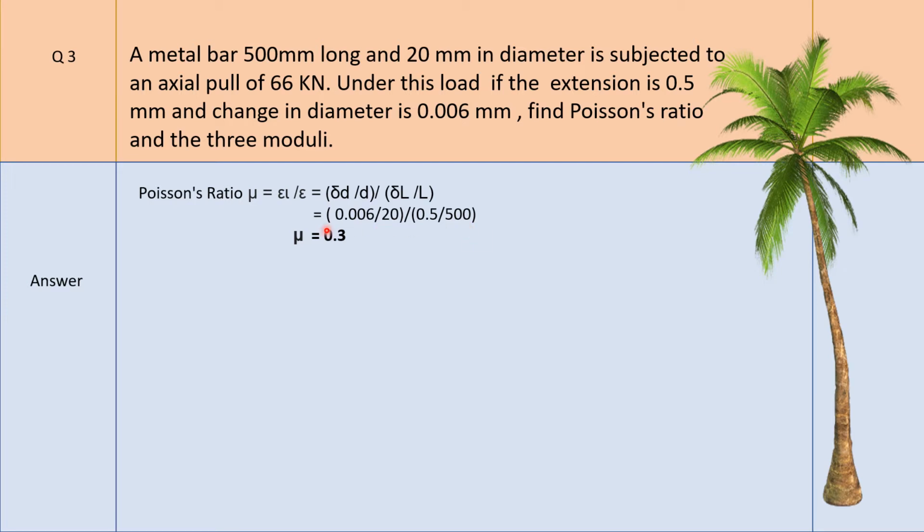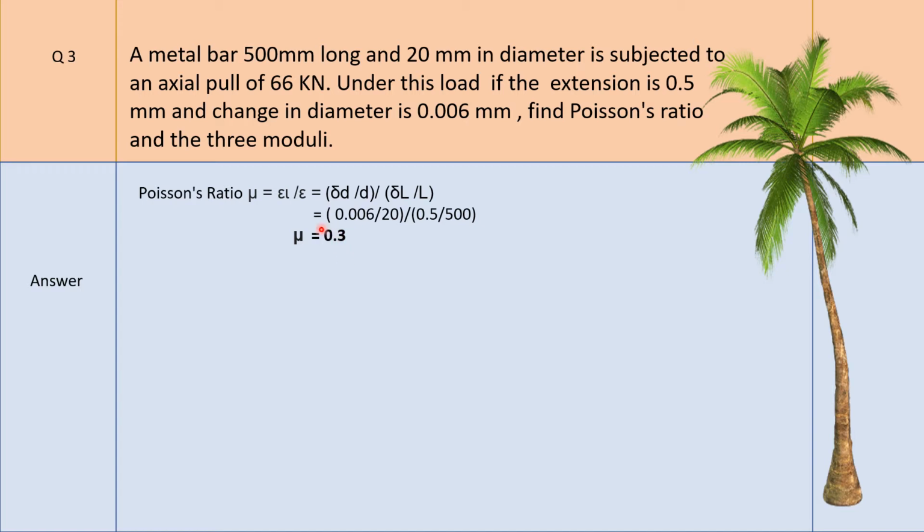Start doing the calculations from here. Always while watching these videos, keep your calculators with you so that you become used to using the calculator. Suddenly in the exam you will not be able to use the calculators, and sometimes because you don't use the calculators properly, your answers go wrong. So start from here: bracket open 0.06 divided by 20 bracket close divided by bracket open 0.5 divided by 500 bracket close is equal to, you'll get the answer mu is equal to 0.3.